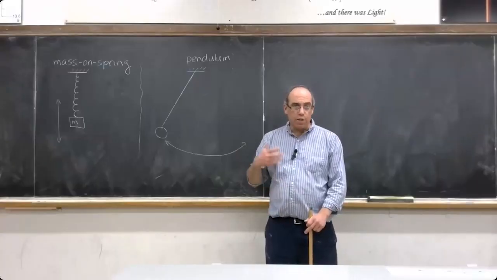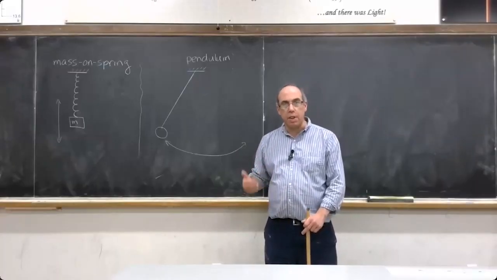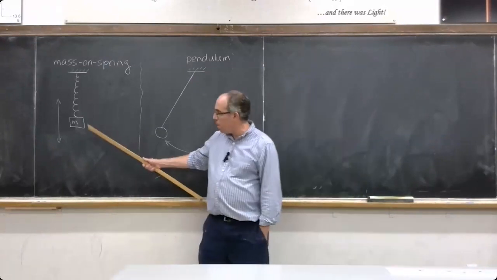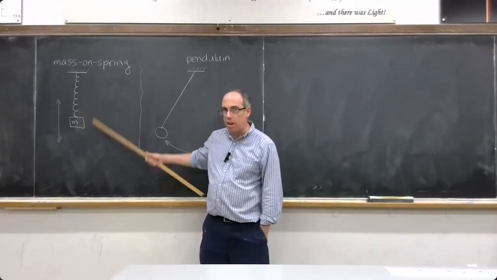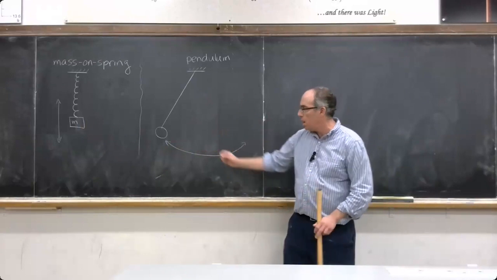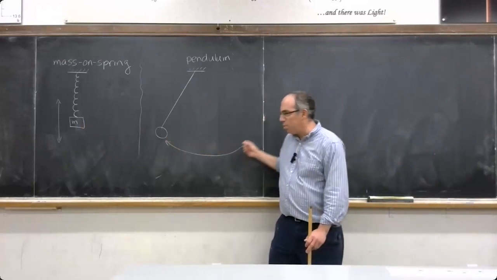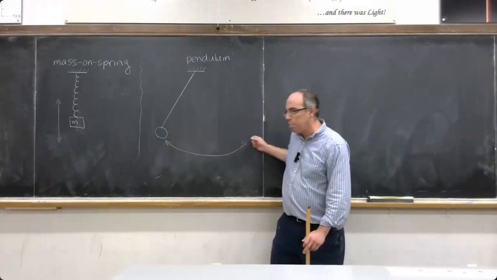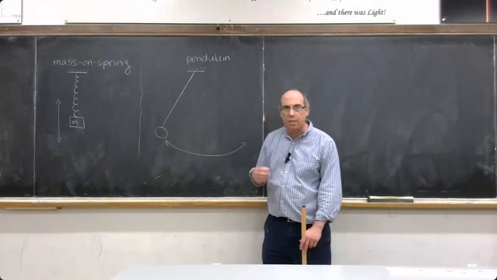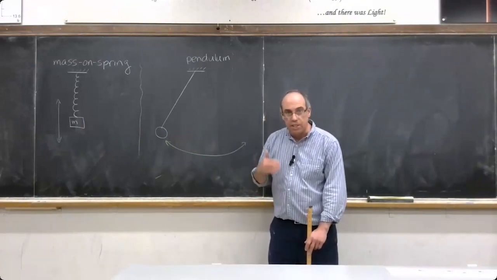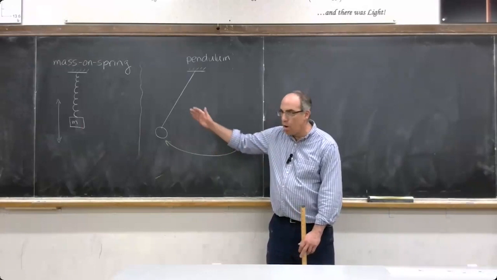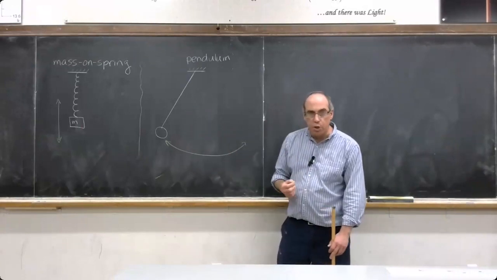So now I've shown you two examples of different kinds of motion. We have the mass going up and down at the end of the spring. And then we have the pendulum motion where the mass goes back and forth at the end of a string of fixed length. What do these examples of motion have in common?